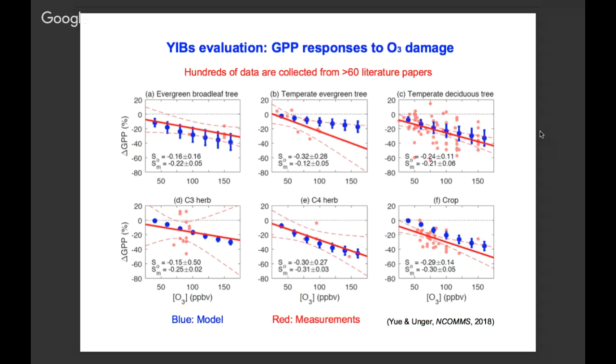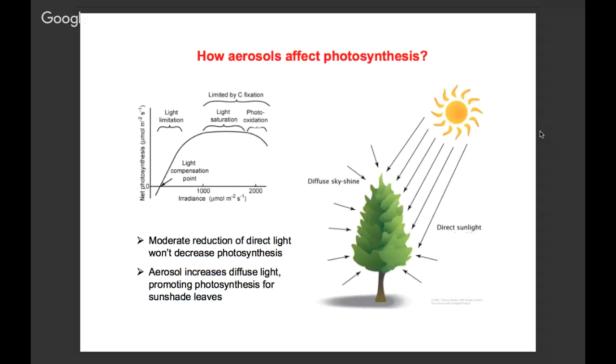For aerosols, in this talk, we are going to talk about only the aerosol impact on radiation, because change in the temperature and precipitation is more complicated. The aerosol will decrease direct light but increase diffuse light. This increase of the diffuse light is beneficial for plant photosynthesis. But the reduction of the direct light is not good for plant health.